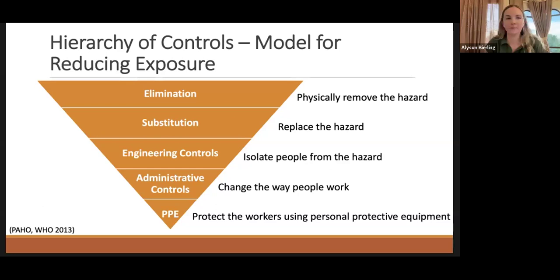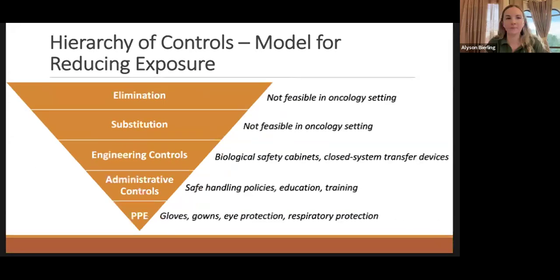The third step is engineering controls. So isolating, protecting people from the hazard. Next step is administrative controls. So changing the way that people are doing their work. And then finally, on the bottom of the hierarchy is personal protective equipment.